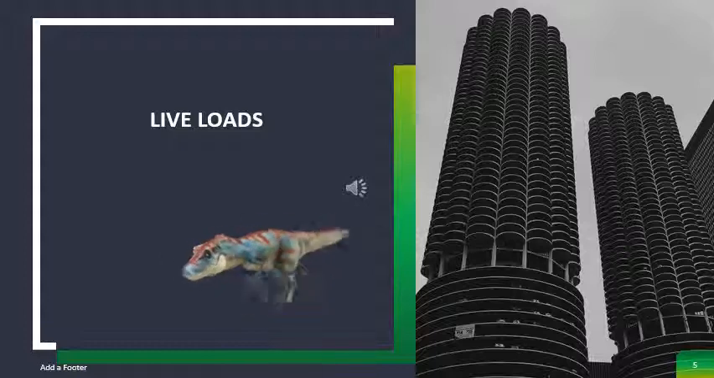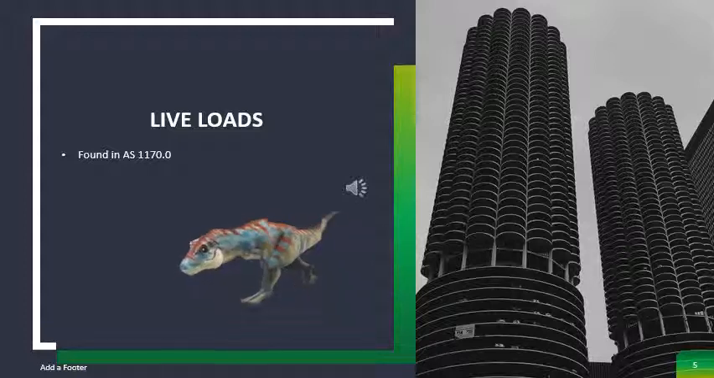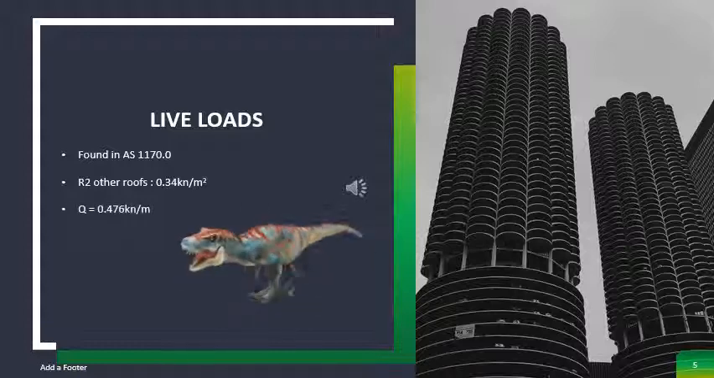Live loads were sourced from a table in the AS 1170.1, but are given in a kilonewton per meter square value, which was then converted to a kilonewton per meter. The table value that we found was 0.34 kilonewtons per meter, which was then converted to the final Q value of 0.476 kilonewtons per meter.